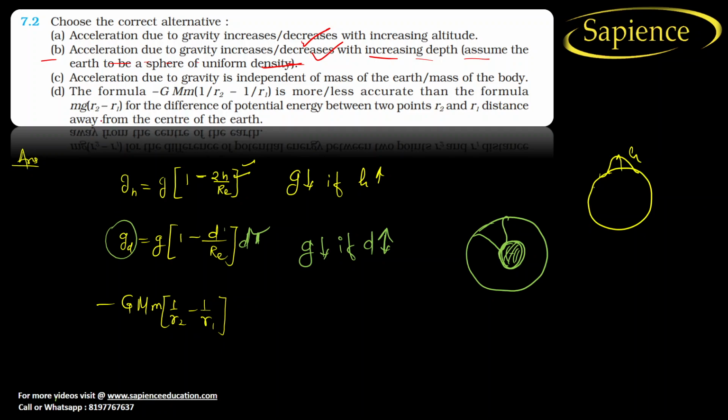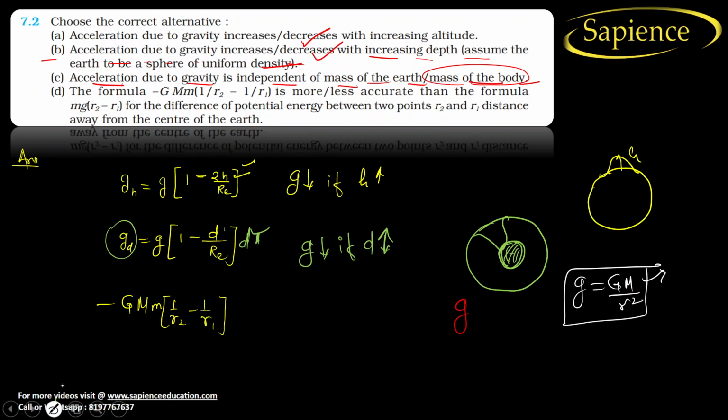Now in question C, acceleration due to gravity is independent of the mass of the earth or the mass of the body. Definitely it is independent of the mass of the body, because acceleration due to gravity has the formula small g is equal to capital G M by R square, where R is the radius of the earth. There is no mention of the mass of the body, so it is independent of the mass of the body, not the mass of the earth, because we are including the mass of the earth. So here our answer will be the mass of the body only.